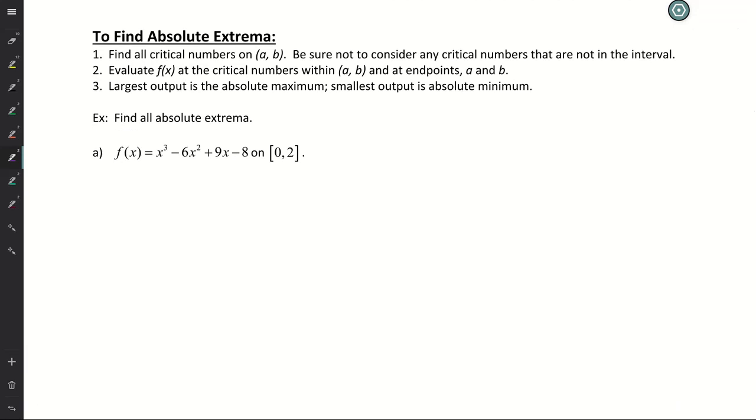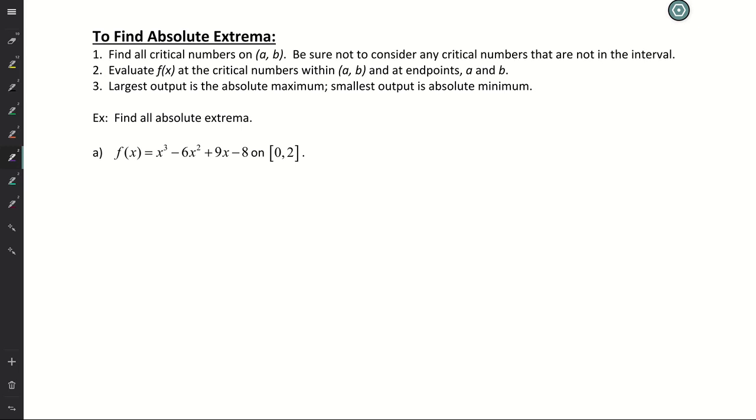All right, now what I want to do is look at a polynomial and go through the process of finding absolute extrema if you're not given a graph. The first step is you're going to find all the critical numbers on the open interval of the interval they've given.